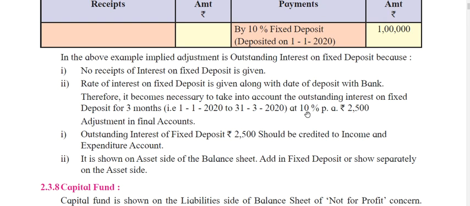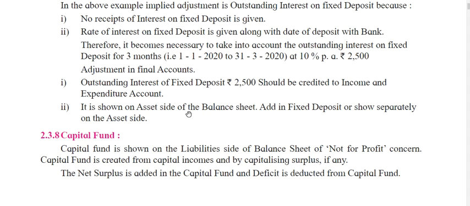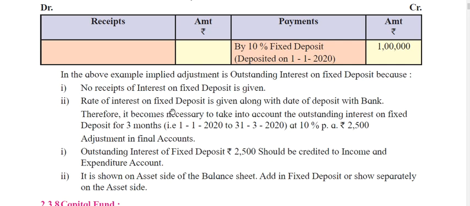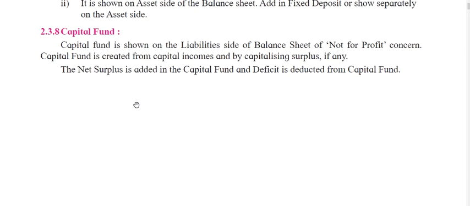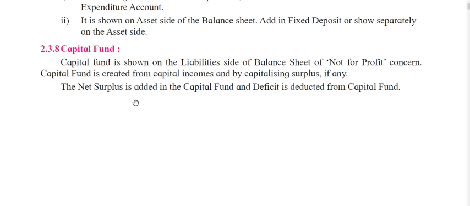So like this we are taking the fixed deposit for 3 months, 10% per annum, rupees 2,500. Then outstanding interest on fixed deposit rupees 2,500 should be credited to income and expenditure account. It is shown on the asset side of the balance sheet, and fixed deposit is shown separately on the asset side. This is one hidden adjustment, and we'll see later while calculating on the problems. We'll first finish with the theory part.